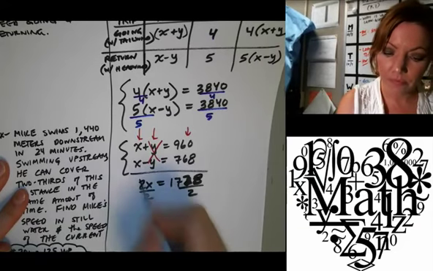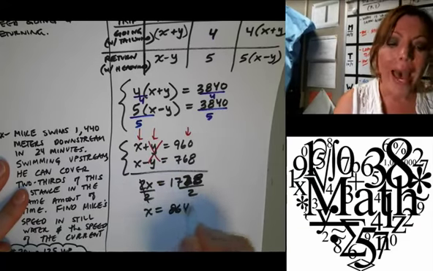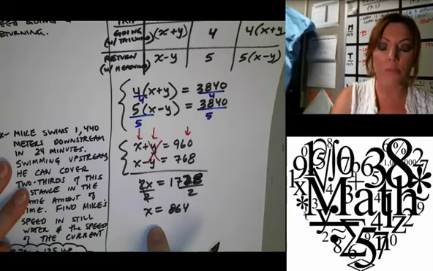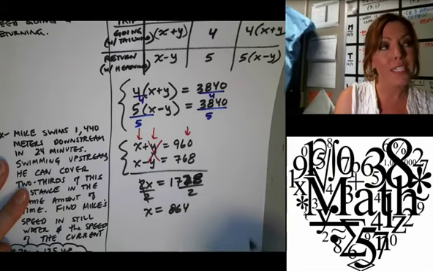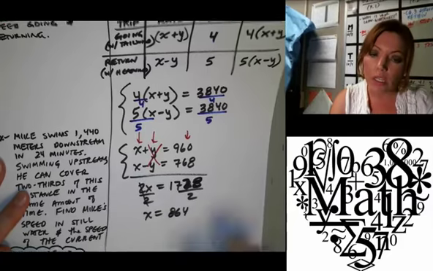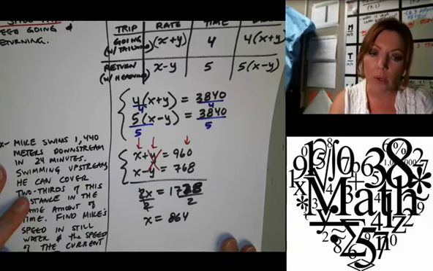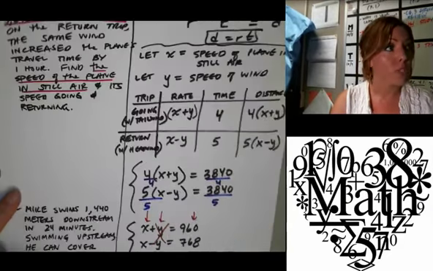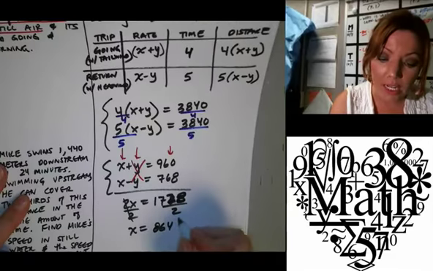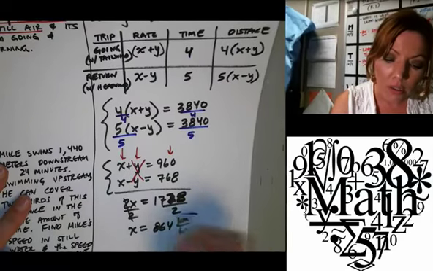Good. So x again represents the speed of the plane in still air. What were the units that we were given to start out with here? Kilometers, and we were given hours. So this would be kilometers per hour.